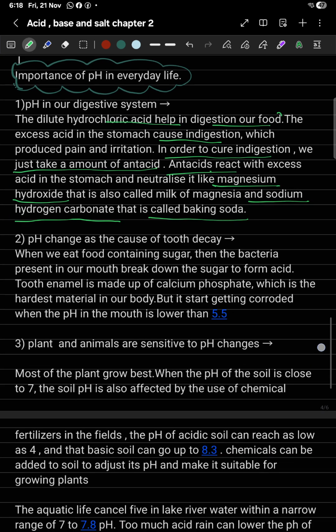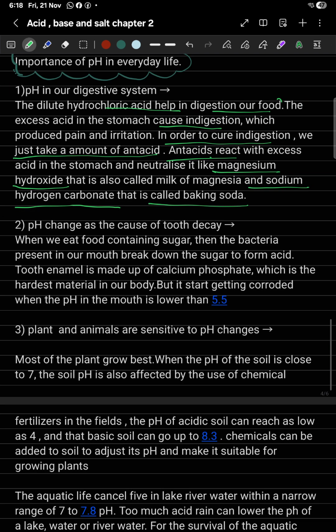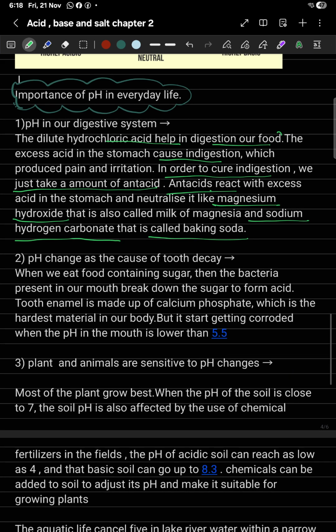Now the second point, what is the importance of pH in tooth decay? What is the importance of a pH change if it occurs in our tooth? When we take sugary food, the bacteria present in our mouth break down the sugar to form an acid. That acid is also called lactic acid.